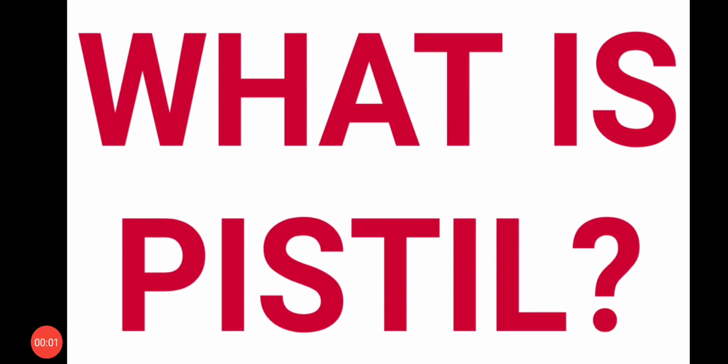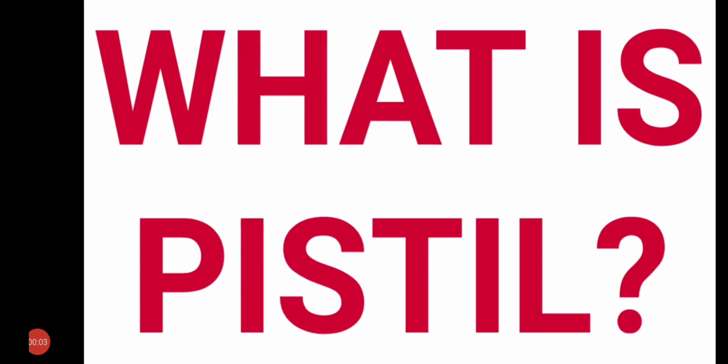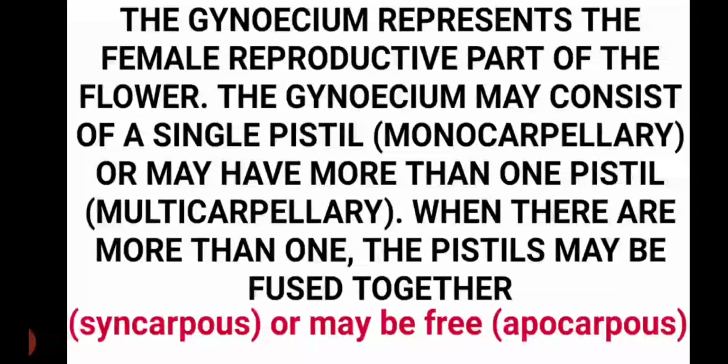Hello everyone, in this video we will learn about what is pistil. So the gynoecium represents the female reproductive part of the flower. The gynoecium may consist of a single pistil, then we call it monocarpellary, or maybe having more than one pistil, then we call it multicarpellary.